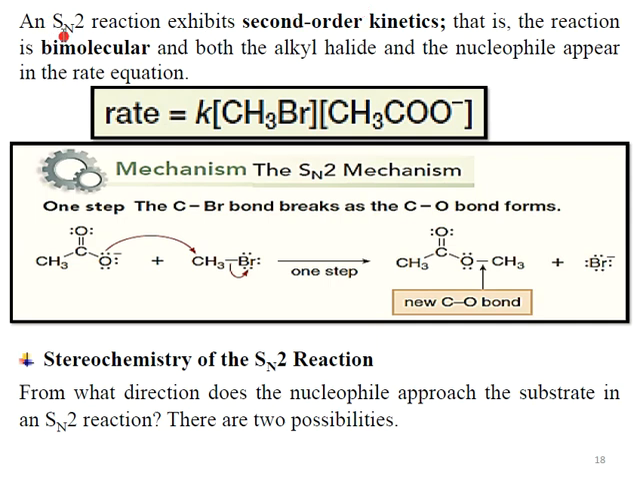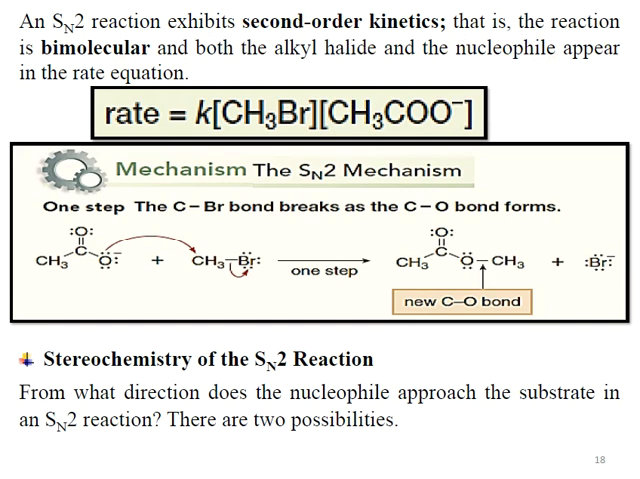Then, what does SN2 mean exactly? An SN2 reaction exhibits second order kinetics. Second order kinetics means the reaction is bimolecular. What does bimolecular, or second order, mean? It means both the alkyl halide and the nucleophile appear in the rate of reaction. That means the concentration of both the starting material and the nucleophile can affect the rate of the reaction.